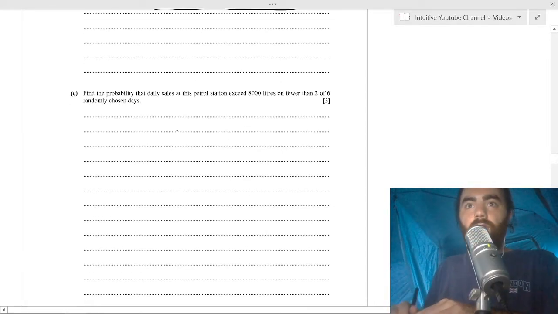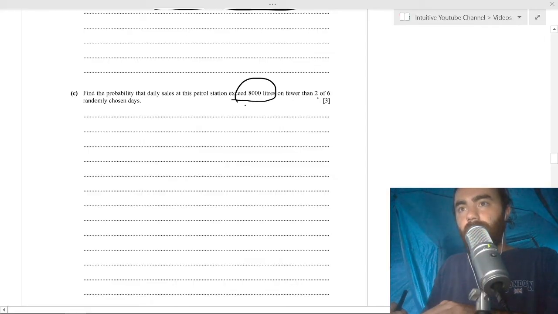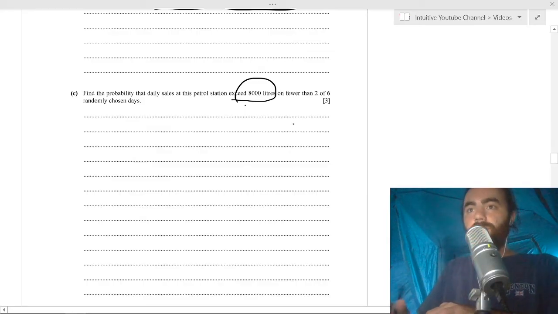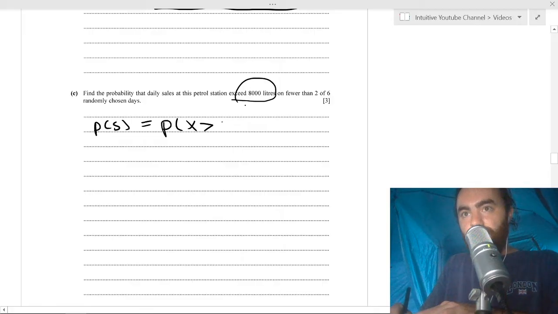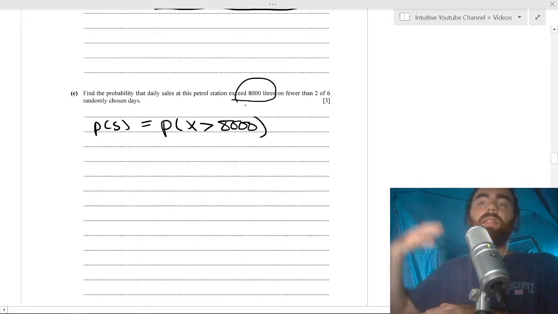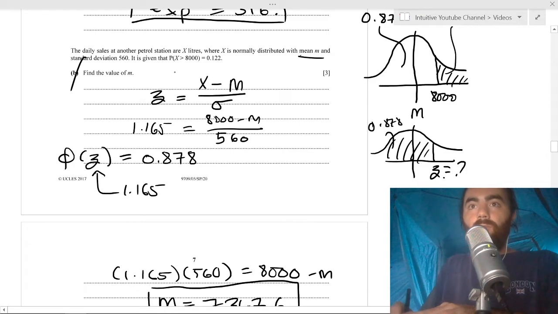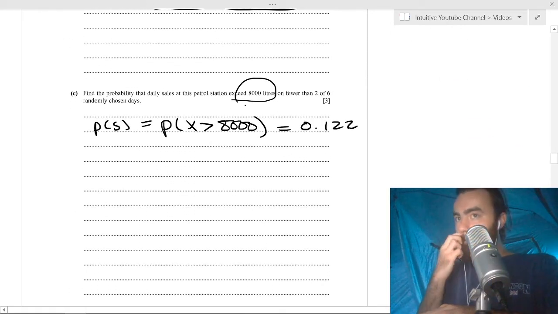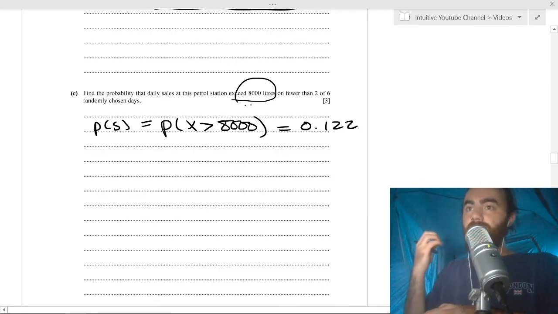Now question C. Find the probability that daily sales at this petrol station exceed 8,000 litres on fewer than 2 of 6 randomly chosen days. So this is going to be binomial because you have a probability of success. Our probability of success here is the probability that x is greater than 8,000. So on any randomly chosen day, what is the probability that x is greater than 8,000? It is 0.122. It wants us to choose 6 random days, so n is 6.